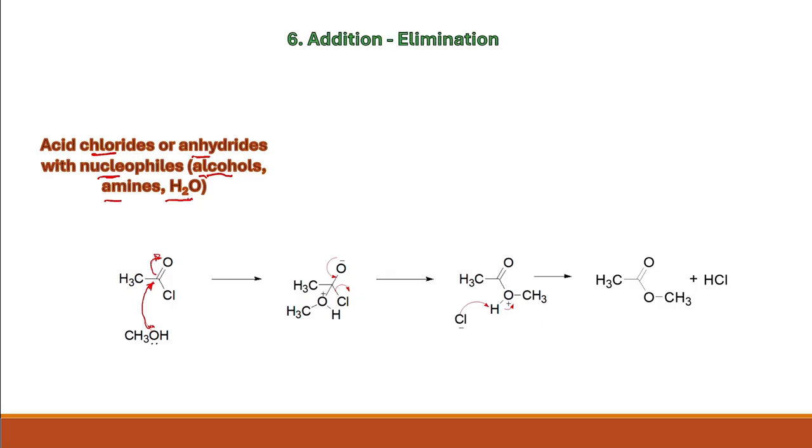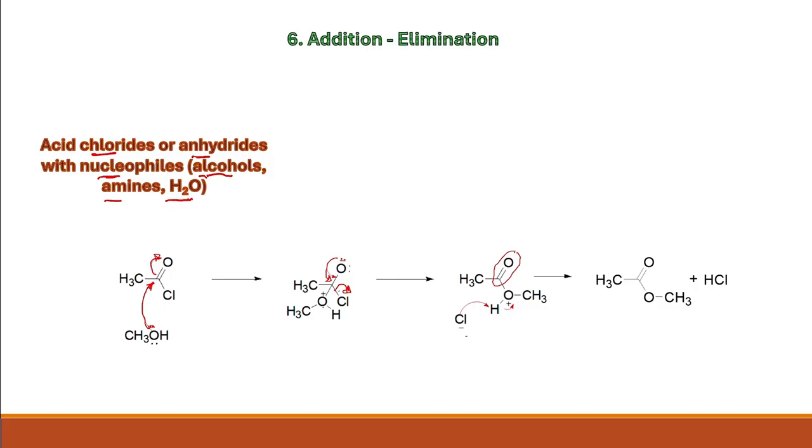Now, this is the addition step. The second step will be the elimination step. In the elimination step, the chloride is going to leave, so the bond between the carbon and the chloride will break. At the same time, the electrons on the oxygen will then move to make a double bond between the oxygen and the carbon. That will regenerate the carbonyl group again, and then you're going to have an ester. But remember that the alcohol that attacks the carbon in the first step, the addition step, will have three bonds, so the oxygen will have a positive charge.